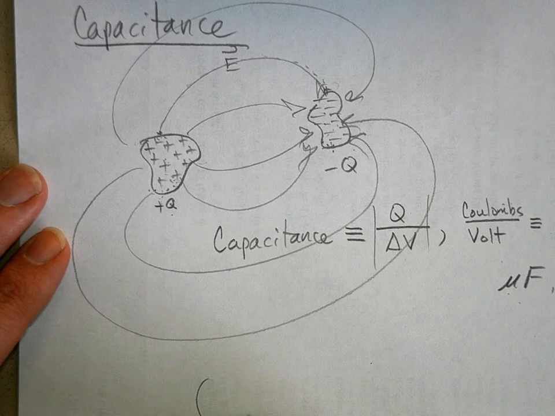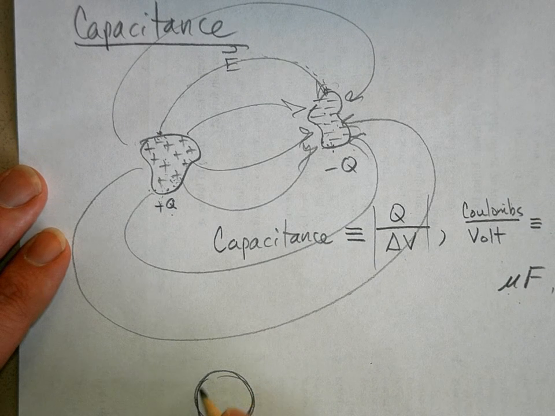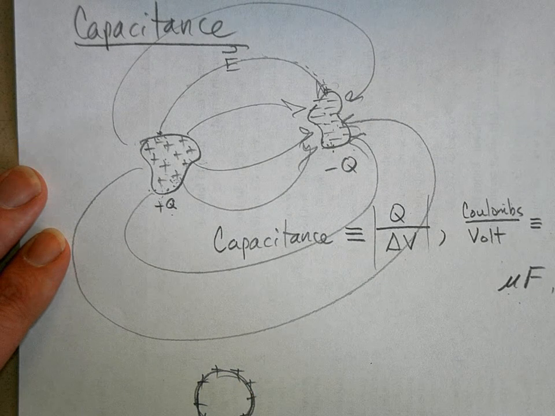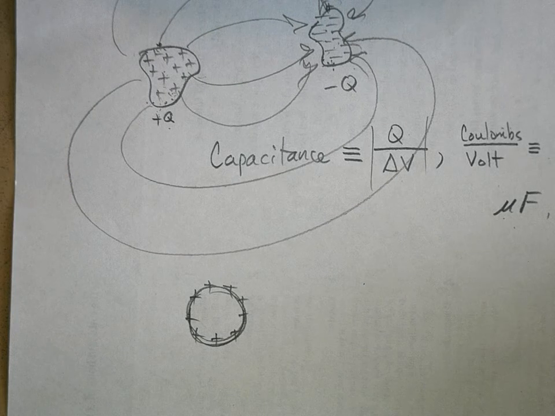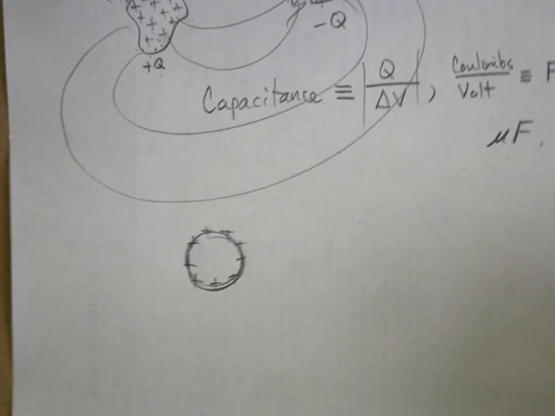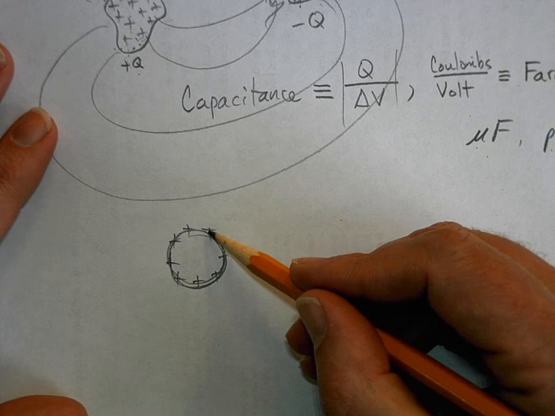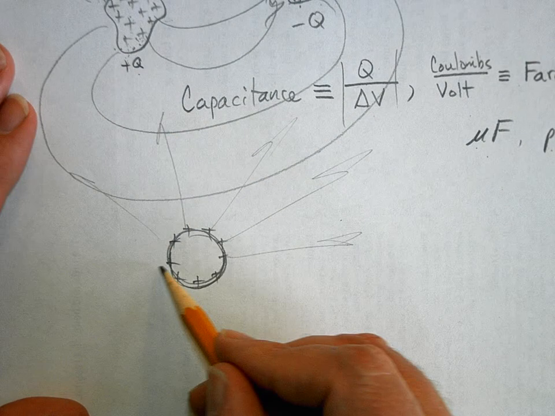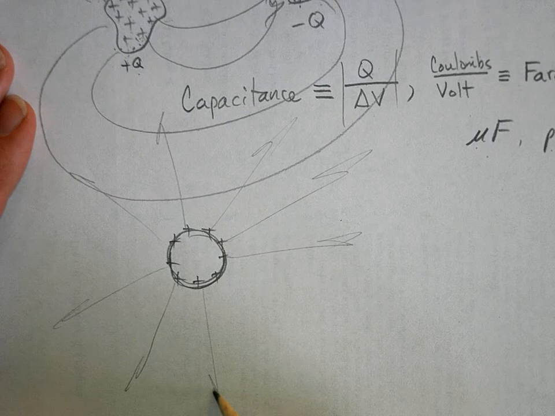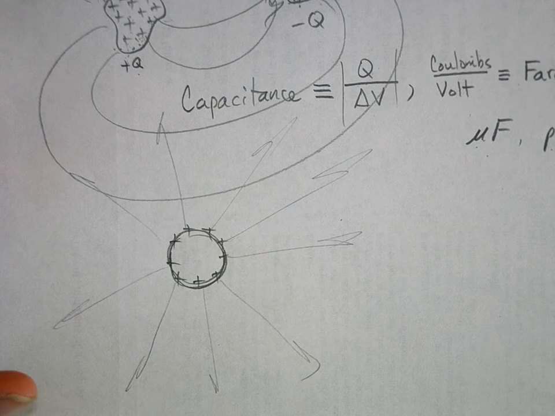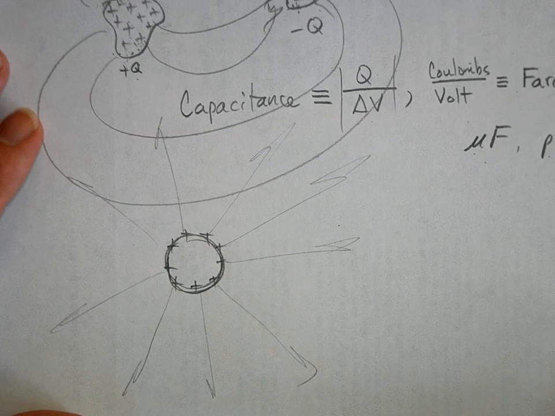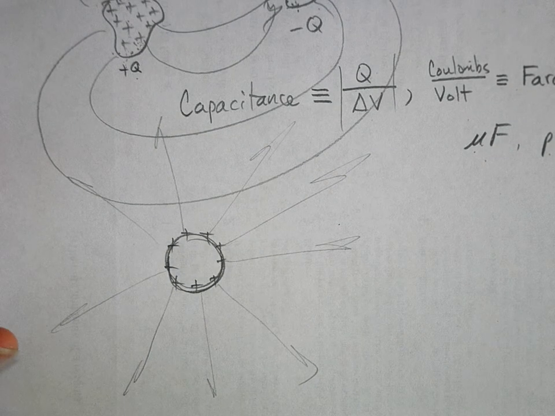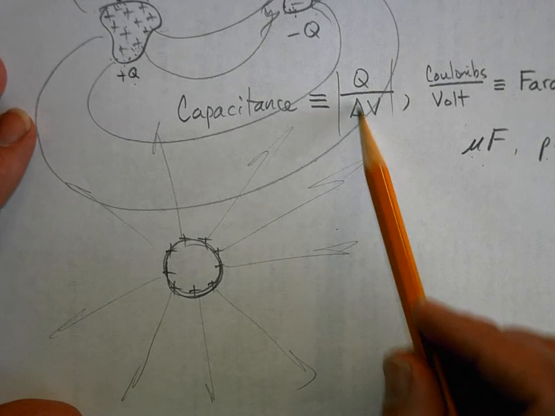So here's a sphere, a metal sphere, and we're going to put a net charge Q on the outside of it. Now this creates an electric field. And let's say it's isolated. So this electric field goes out, and where does it terminate? It terminates at infinity, in our pretend little physics world. And this has a capacitance. We can figure it out by using this definition of capacitance.